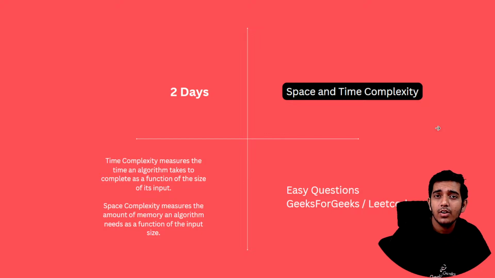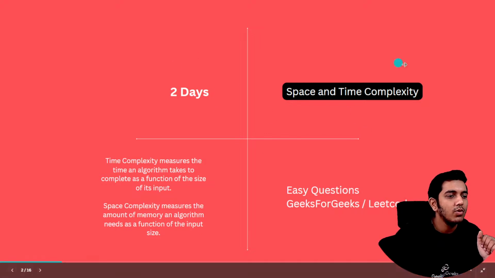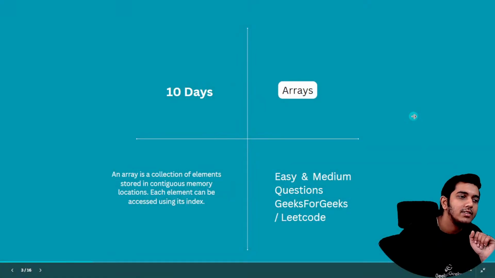Then after that, once you're comfortable and you feel confident, then start with DSA. Don't rush things. So now I'm assuming that you already know a programming language. From then, yeah, 90 days. All right. So you can see 2 days for space and time complexity.